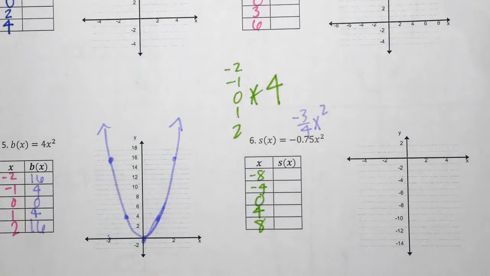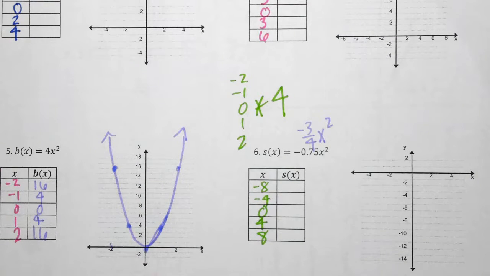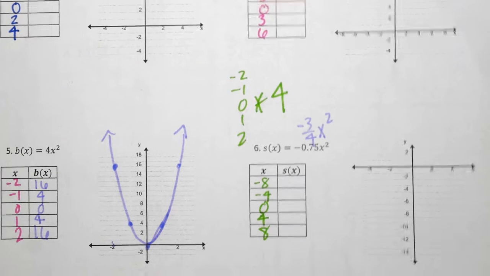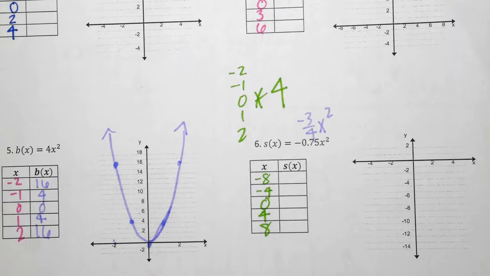Wouldn't it be -8, -4? Yes, 4 and 8. Doesn't matter how you order these. Yes. Least to greatest.